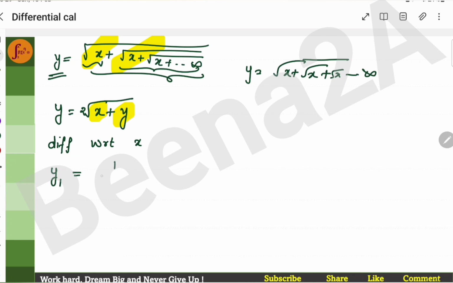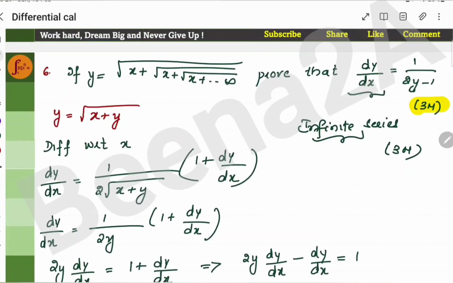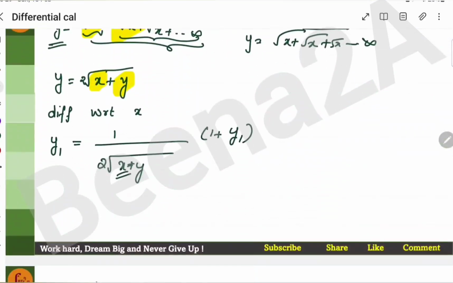Derivative of root of x plus y is 1 by 2 root of x plus y. Then what is derivative of x? It's 1. What is derivative of y? It is dy by dx. Here you have to remember it's in the form of dy by dx itself, so we don't have to put y1. If y1 is given, put y1, or else we put dy by dx.